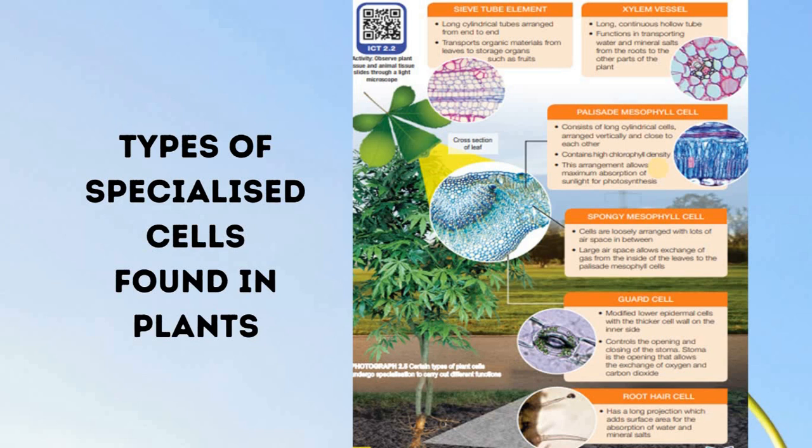Palisade mesophyll plays an important role in photosynthesis. And spongy mesophyll cells are loosely arranged, with lots of air space. A large air space allows the exchange of gases inside the leaf. So these two types of cells we can find in the leaf.